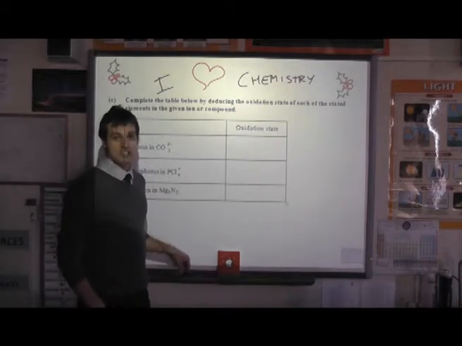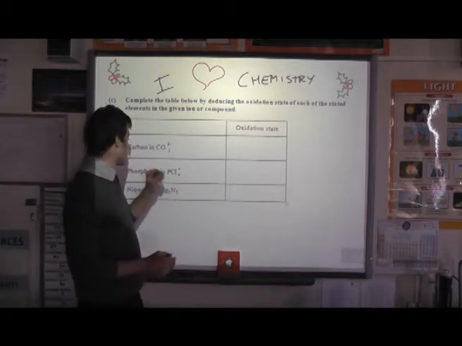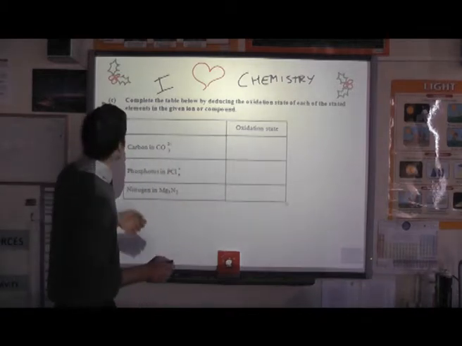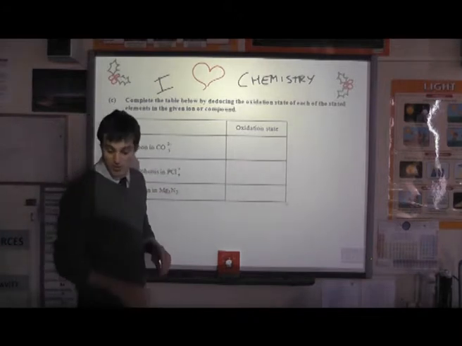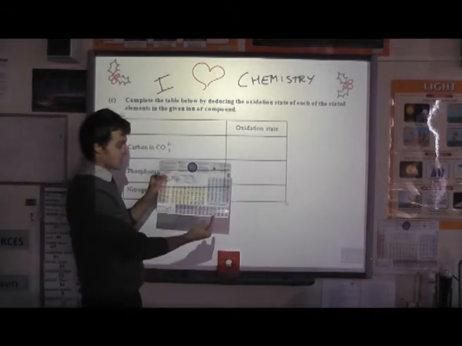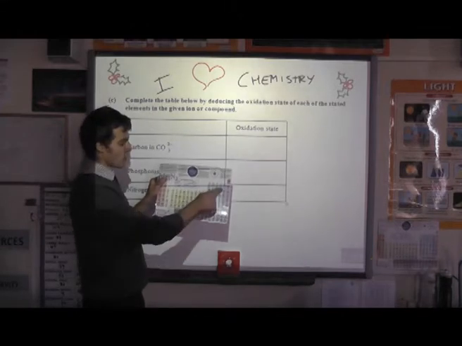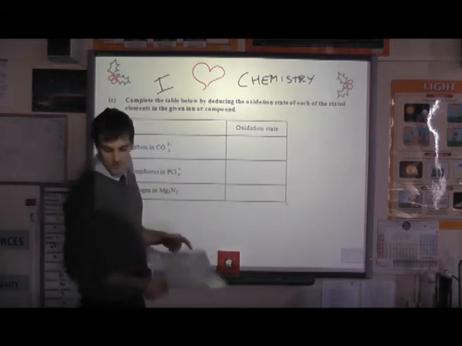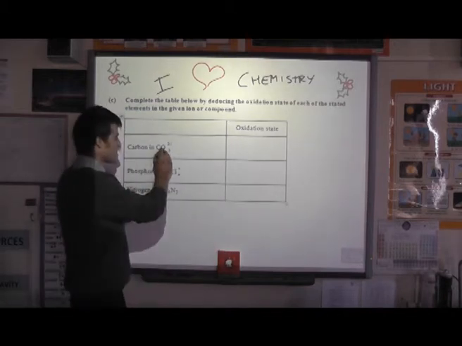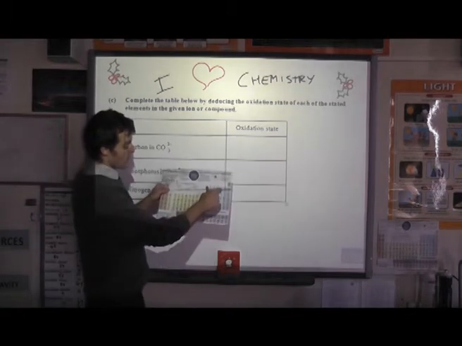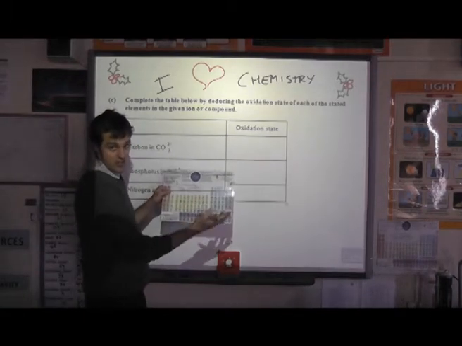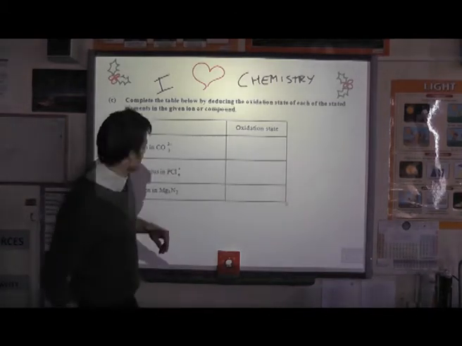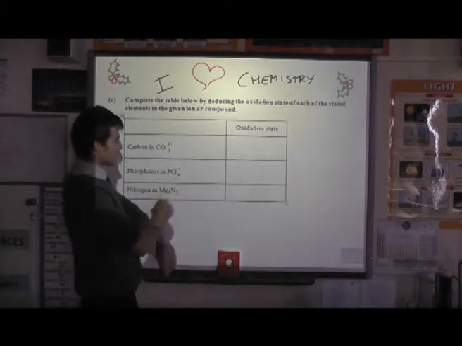Whenever we're working out oxidation states, the first thing to do is think which in my ion or molecule is the most electronegative. To do that you look at your periodic table: the further right and the further up it is, the more electronegative it is. Fluorine is the most electronegative. Oxygen here is more electronegative than carbon because it's further to the right on the same period, so oxygen kind of dominates.